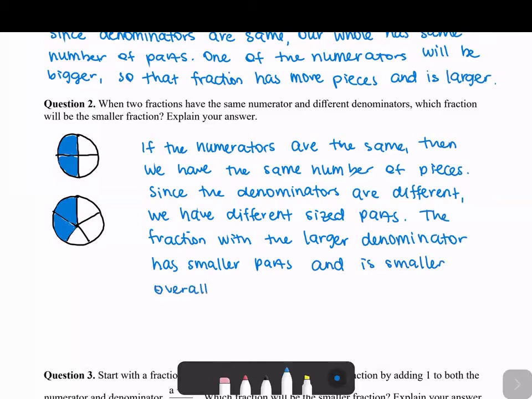Right, because these each have the same number of pieces. They each have 2 pieces, but if we have a larger denominator, our whole is broken up into more parts that are smaller. So we have smaller parts and we have the same number of them. We have 2 pieces of parts that are smaller. So that means that it's smaller overall. Okay.